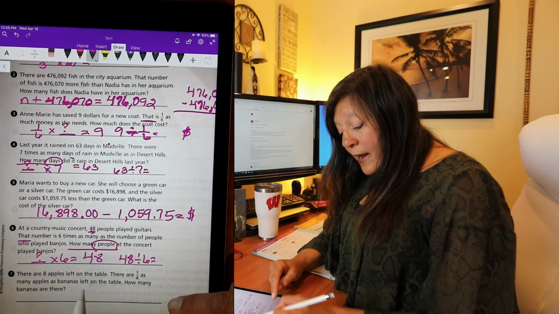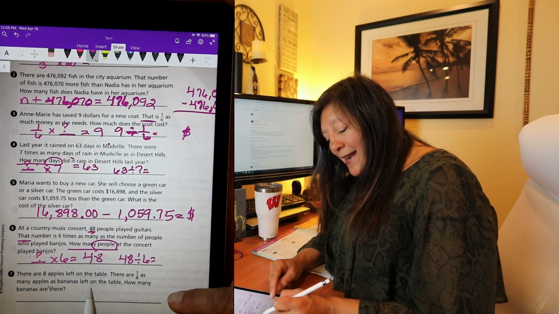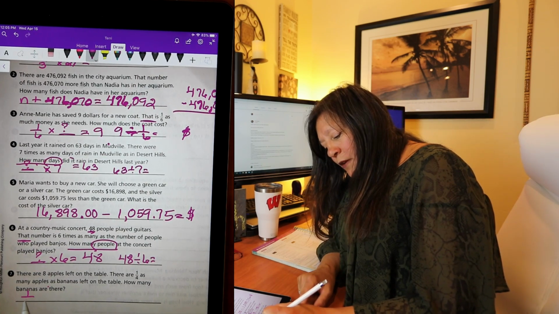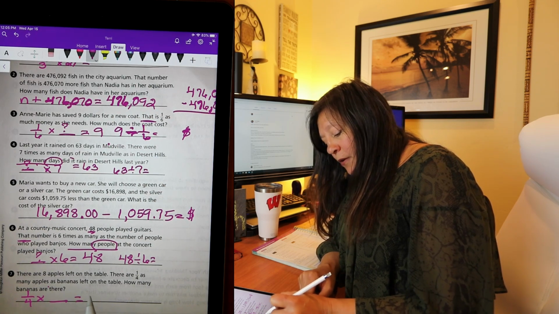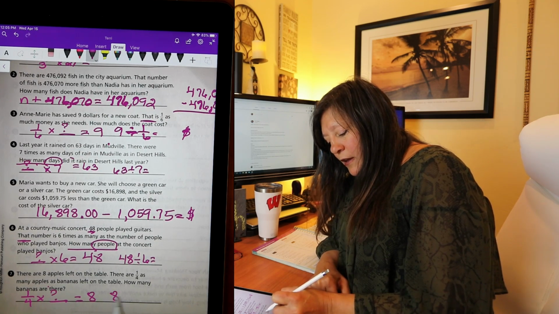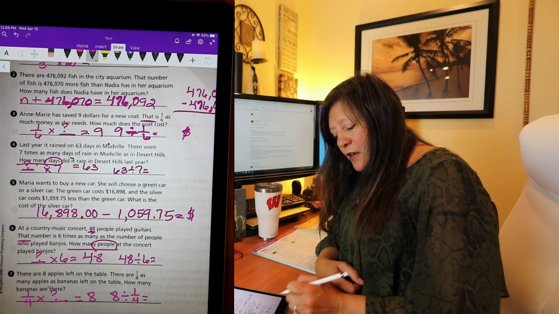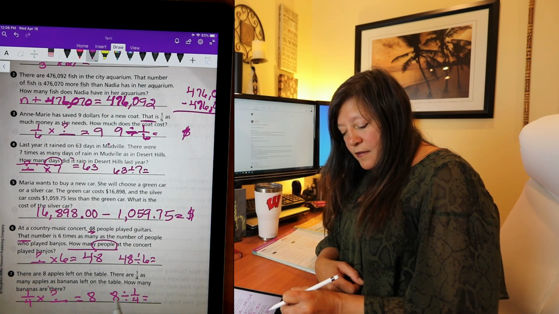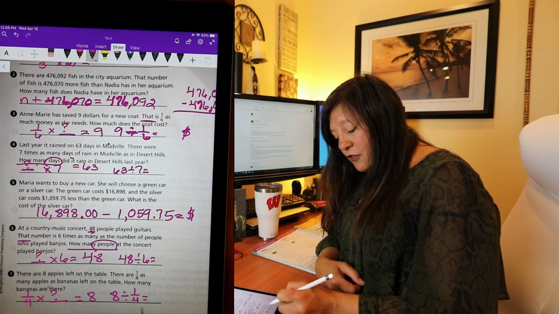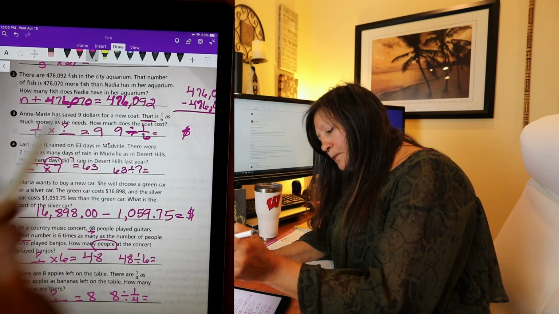And number 7. There are 8 apples left on the table. There are 1/4 as many apples as bananas left on the table. How many bananas are there? So that means 1/4 times some unknown number equals 8. How do you solve for that unknown factor? Take your 8 divided by what you do know. Okay? And that's going to give you your other factor. Again, this is a whole number divided by a fraction. Whole number over 1, turn it into multiplication, get the reciprocal of your fraction, and that will solve your problem.